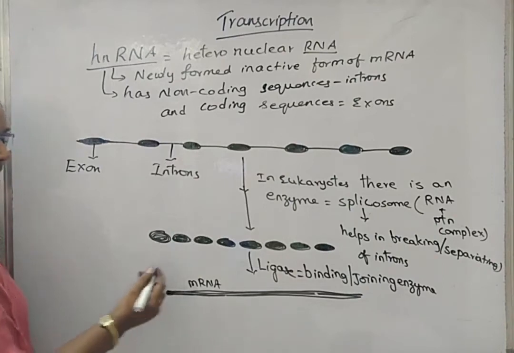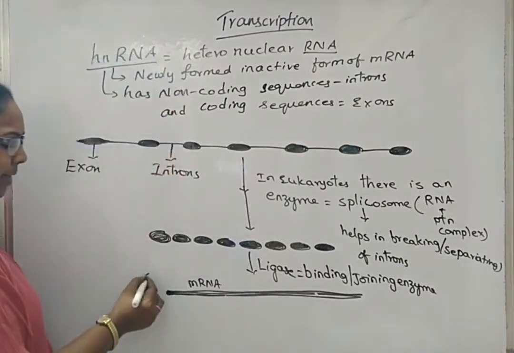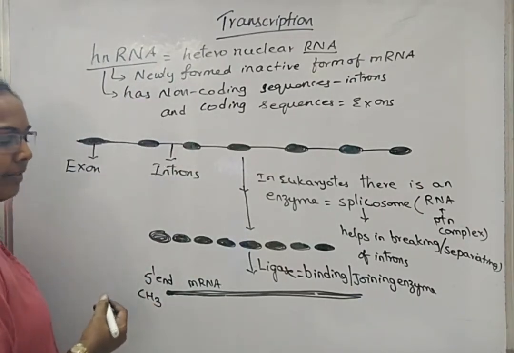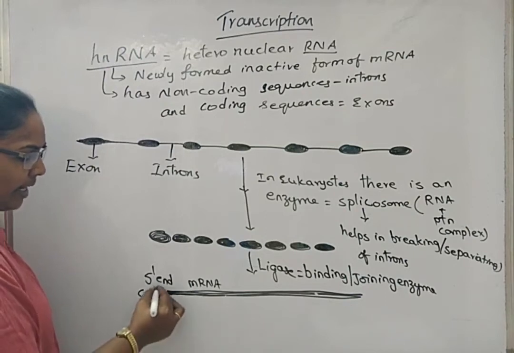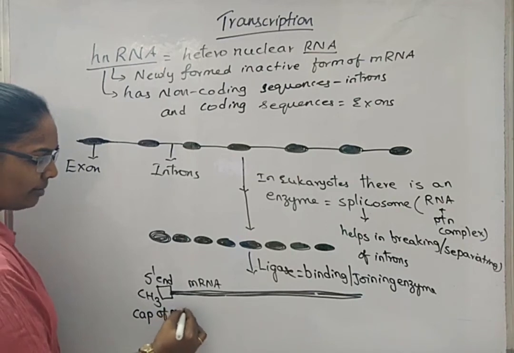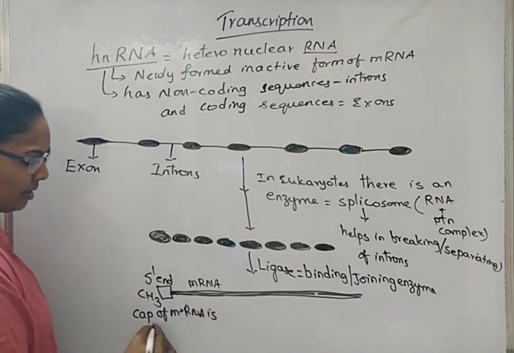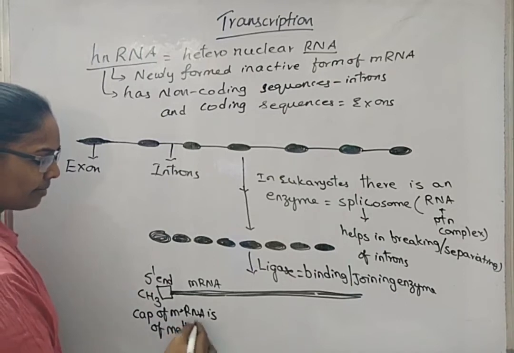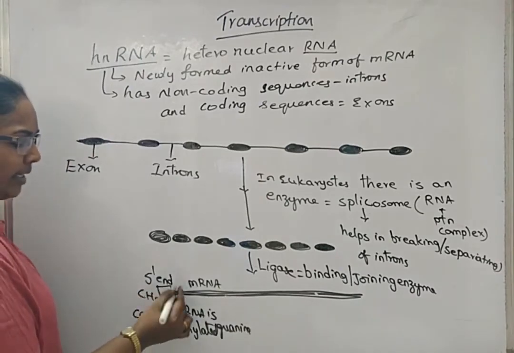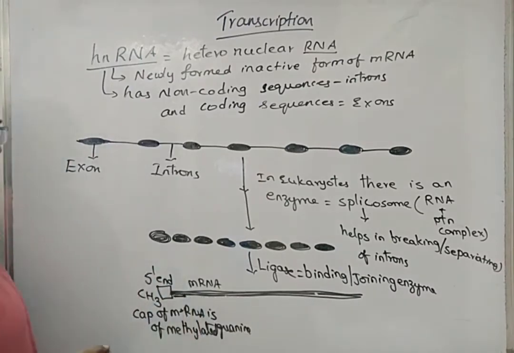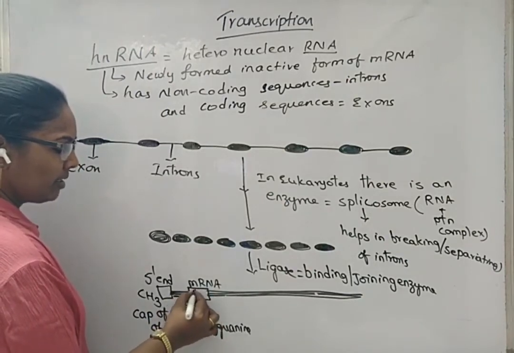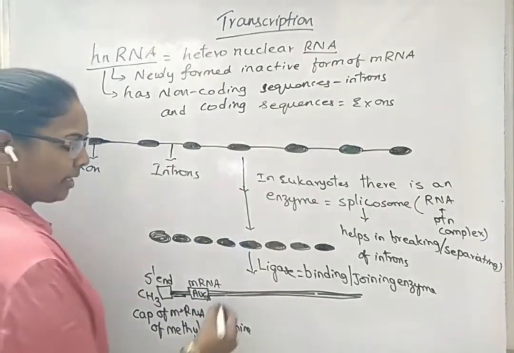On one end, that is on the 5' end of mRNA, methyl groups are added. This end is called the cap. So the cap of mRNA is of methylated guanine. At one area, there are some non-coding sequences. Later, there will be the start codon, that is the AUG sequence on mRNA.